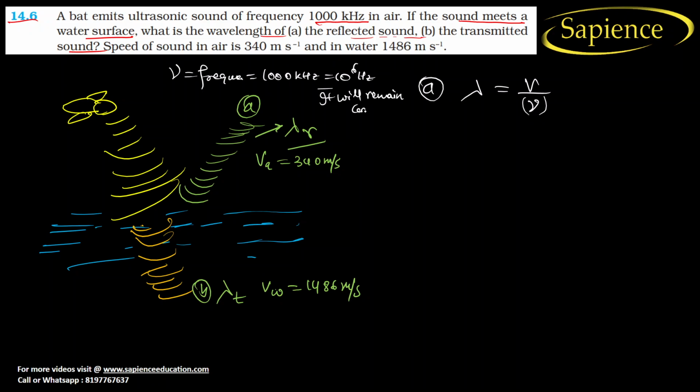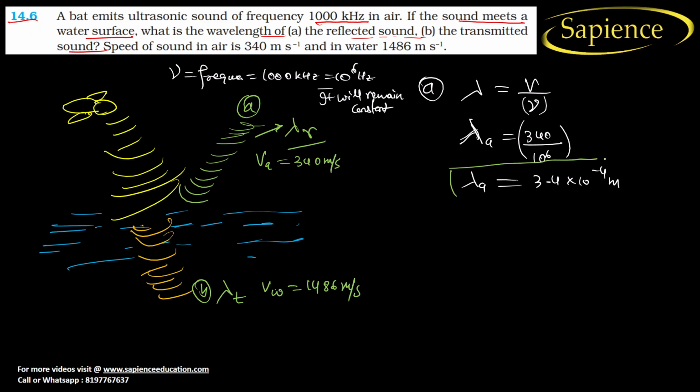So if it will remain constant, lambda for the air will be equal to velocity of the air, 340 meter per second, divided by frequency, 10 to the power 6 hertz. When we calculate this, we will get 3.4 into 10 to the power minus 4 meter. So this is the required result for option A. Okay. Now we will go for question number B.